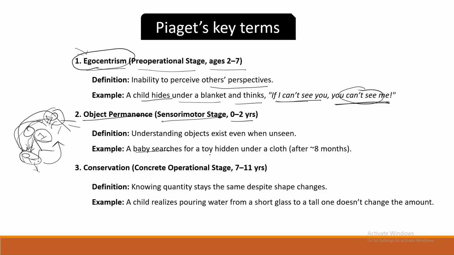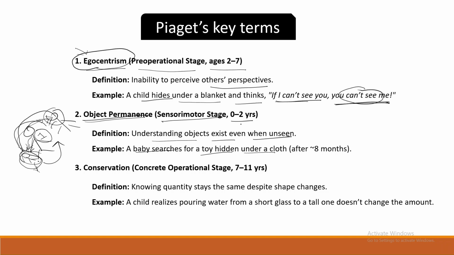A baby searches for a toy hidden under a cloth after he gets the concept of object permanence, which is understanding that the object exists even when unseen. When the toy has disappeared, he never searches for it because he doesn't have object permanence. The object is permanent whether you see it or not, but he fails to understand the concept of object permanence.